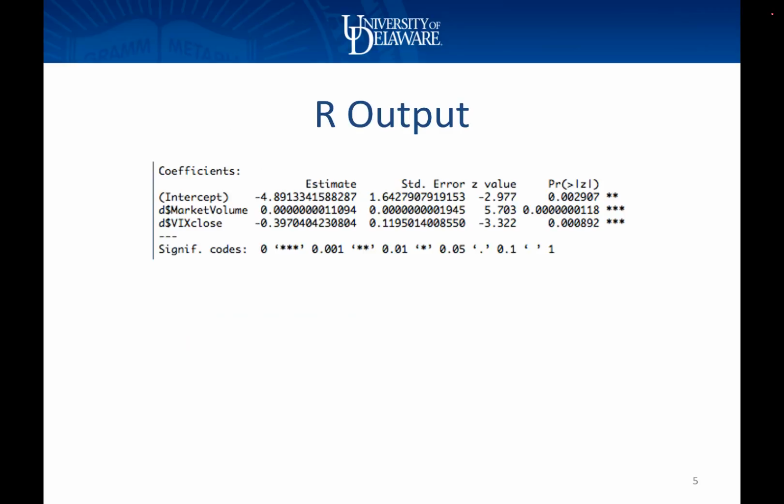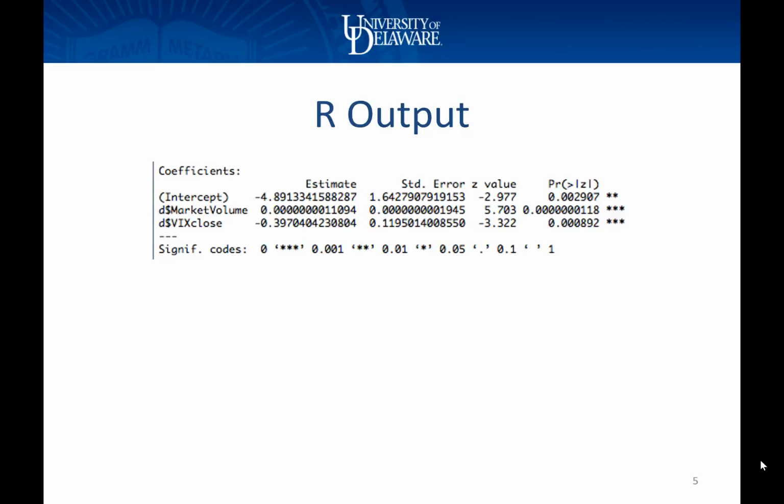Going back to the R output, we're looking specifically at the coefficients section here. We can see that there's an estimate for the intercept, an estimate for the market volume, and an estimate for the VIX close. In addition to each estimate, we'll have a standard error for each situation. So the estimate is the signal, and the standard error is the noise. The two of them together will make up our test statistic in each case.